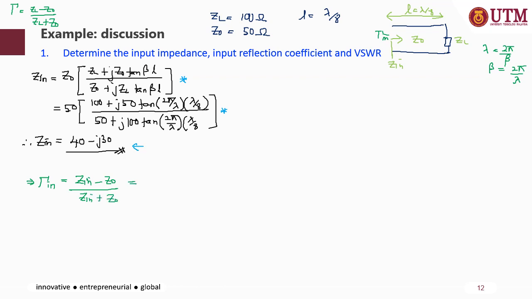So in this case, Zin is from your calculated value earlier. So it is 40 minus j30 minus your Z0, which is 50, divided by Zin, 40 minus j30, plus 50. So you should get your input reflection coefficient equal to negative j0.33. Okay, you haven't completed yet. Please make sure you read through the question carefully. You have 3 items to be addressed here: the input impedance, input reflection coefficient, and VSWR.